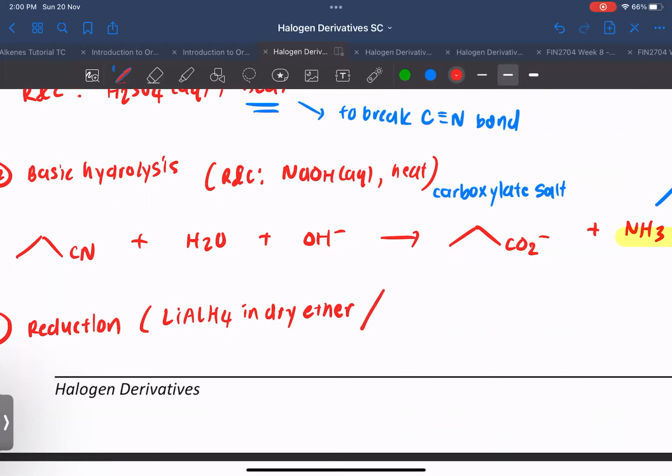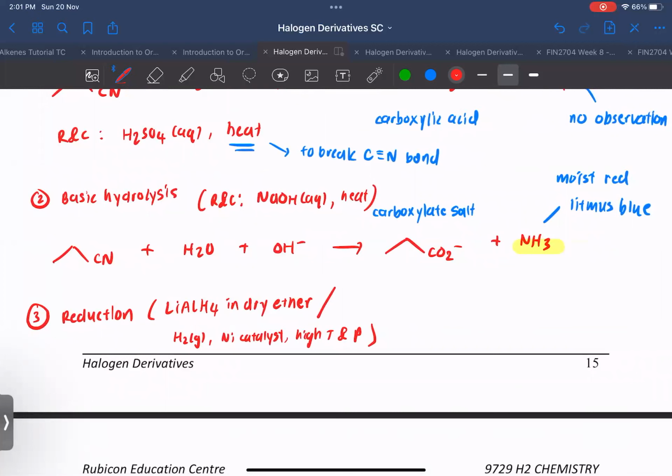Alternatively, we can use something that we have learned before. Hydrogen gas, nickel catalyst, high temperature and pressure. We learned this in alkenes. Both are possible answers. And what are these guys anyway? These guys here are all reducing agents. Organic reducing agents. So take note. Oxidizing agents in organic chem are like your KMnO4 or potassium dichromate. But here, we're going to learn some new reducing agents. You just need to write down this whole thing.